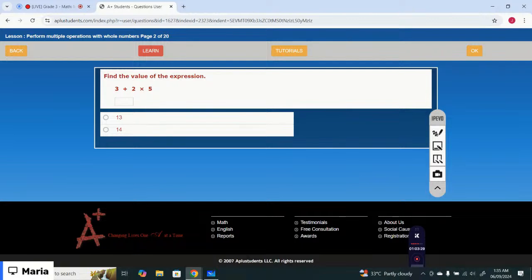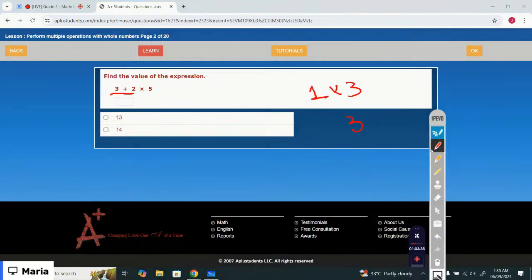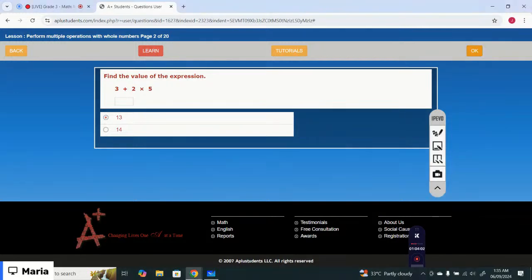Okay, find the value of the expression that is 3 plus 2 times 5. So you have addition and multiplication, right? Multiplication has the higher priority, so you have to multiply first, right? That is 3 plus 5 times 2. 5 times 2 is 10. You need to do 10 plus 3, that is 13. The correct option is 13. Option number 1 is the correct option.